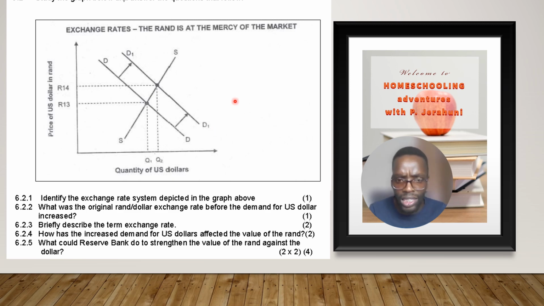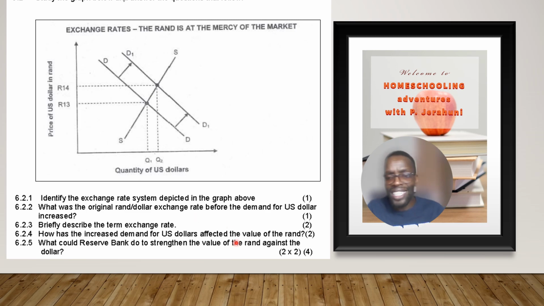We are seeing that the demand has shifted to the right from DD to D1, and then the price appears to have increased from 13 to 14, and the quantity has also increased from Q1 to Q2. Now the question here is 6.2.1. Identify the exchange rate system depicted in the graph above.